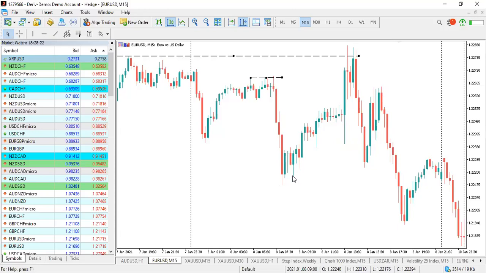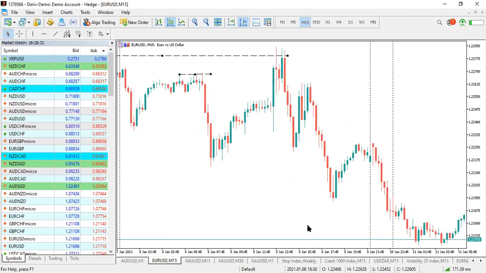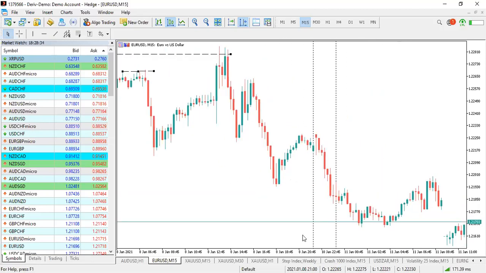See the pullback. If you go to a lower time frame, 1 minute or whatever, you see it clearly. So that is it. You see it? The market moves down. So that's how to trade. You can use this to trade the news.